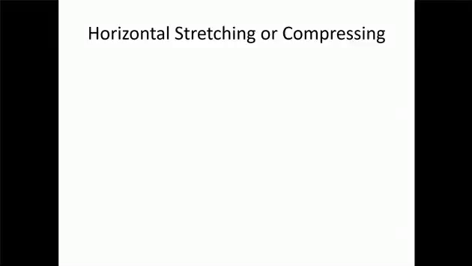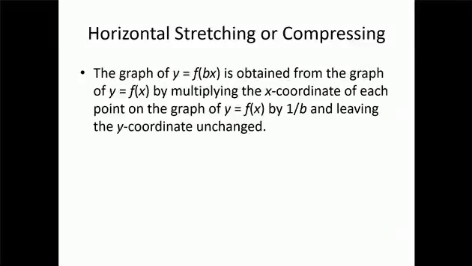Let's take a look at horizontal stretching or compressing. When we have a horizontal stretch or compression, we're going to have y is equal to f of b times x. So we can see that our coefficient that's going to do the stretching or compression is multiplied directly by the x variable. That's how we know it's in the horizontal direction.